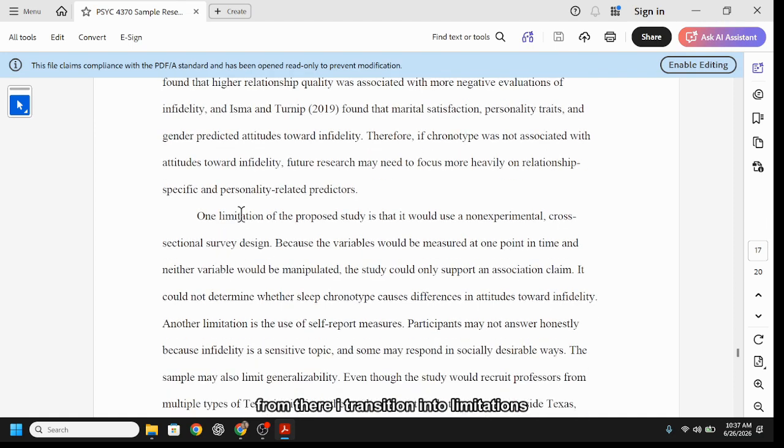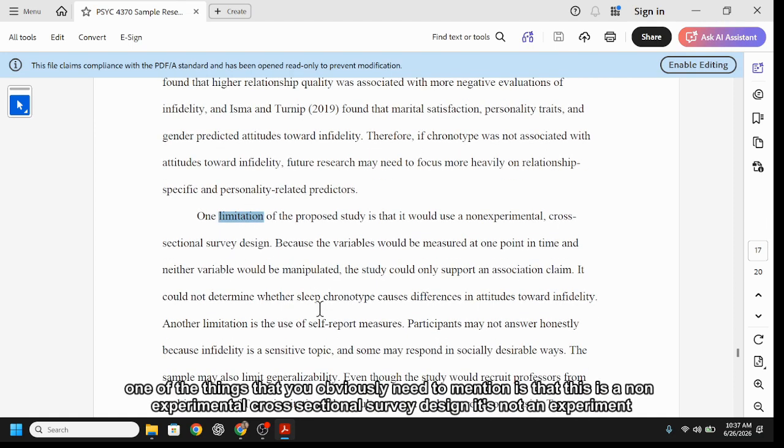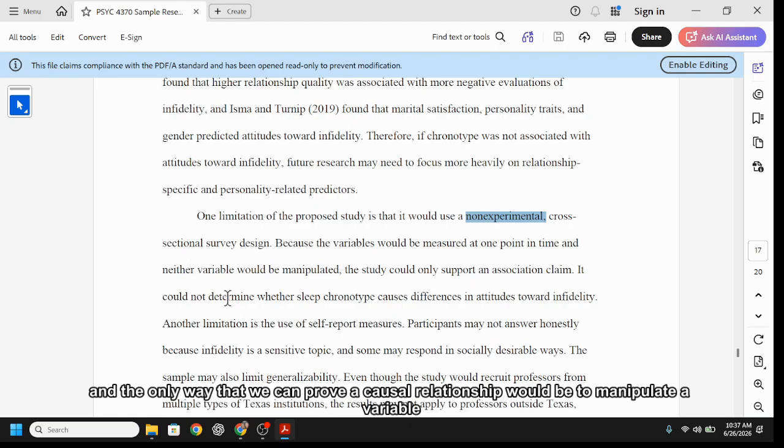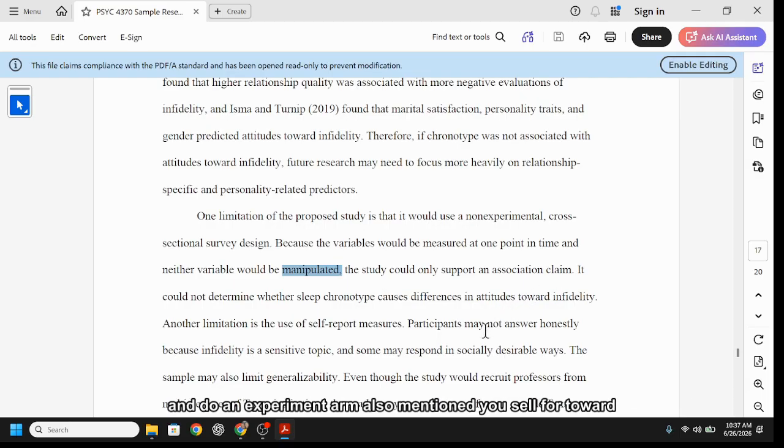From there, I transition into limitations. One of the things that you obviously need to mention is that this is a non-experimental cross-sectional survey design. It's not an experiment. And the only way that we can prove a causal relationship would be to manipulate a variable and do an experiment.